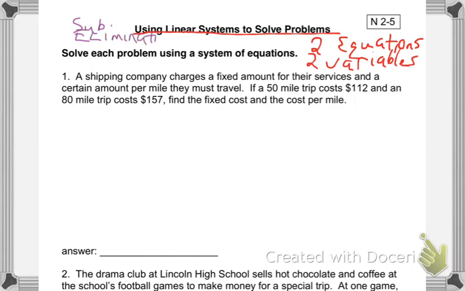So let's dive right into the first problem and see what we have. It says a shipping company charges a fixed amount for their services and a certain amount per mile that they must travel. And so if a 50-mile trip costs $112, so we have our first equation. We'll do that one in red. So we have $112 for our total cost, and it's 50 miles, right? So it's 50 miles.